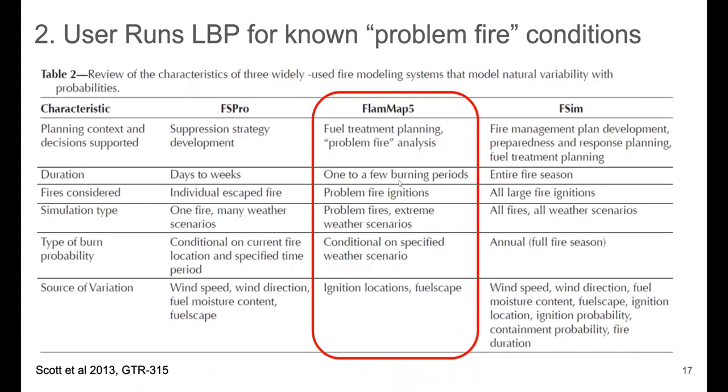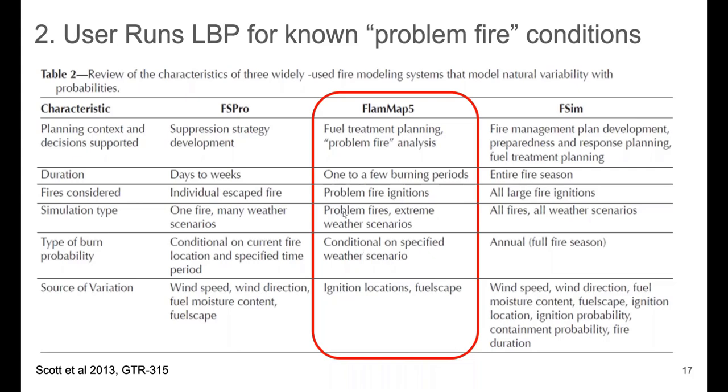So I mentioned that we're running a different model. FSIM is the model used in a lot of the regional and national risk assessments. And we're using a FlamMap 5 burn probability model. And the main difference is that the FSIM model takes into account all different weather scenarios through an entire fire season. So the wind speed, wind direction, fuel moisture content are all changing over time, whereas the FlamMap is a single weather scenario. It's a snapshot in time.